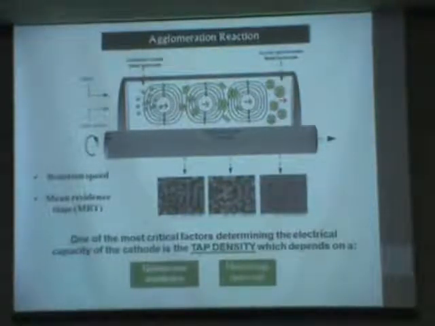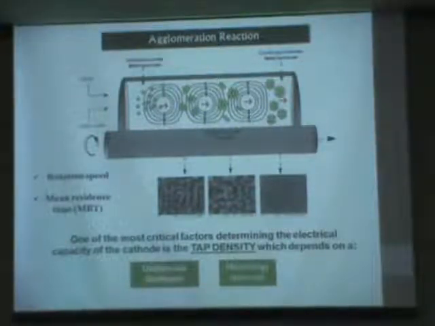Then they collide with each other, and if the collision between them is strong enough, they have two options, to grow or to break. All depends on the shear rate. And if they are strong enough to withstand this shear rate, they can grow and form the agglomerate crystals. So this process is controlled by the rotation speed and also the mean residence time. These are the operational parameters that we are going to use.